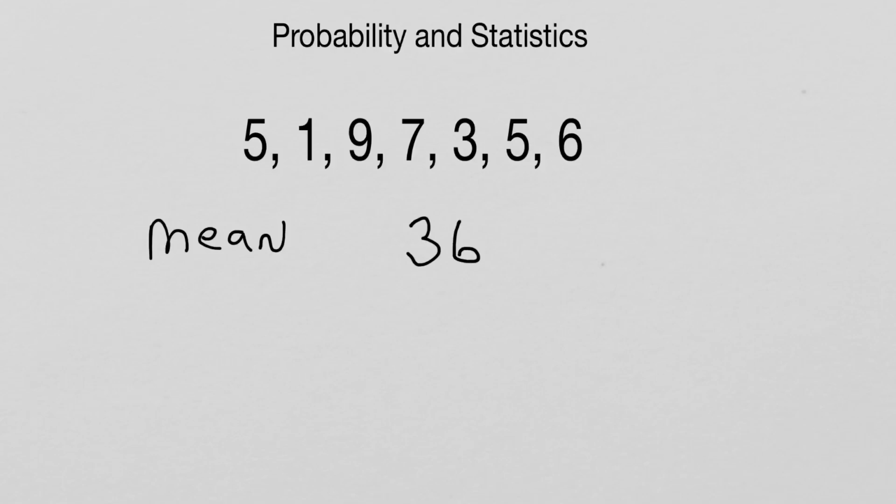To find the mean, all you do is divide by the number of items you've got. You've got 1, 2, 3, 4, 5, 6, 7. So 36 divided by 7, you put that in your calculator, you get 5.1. That's your mean.